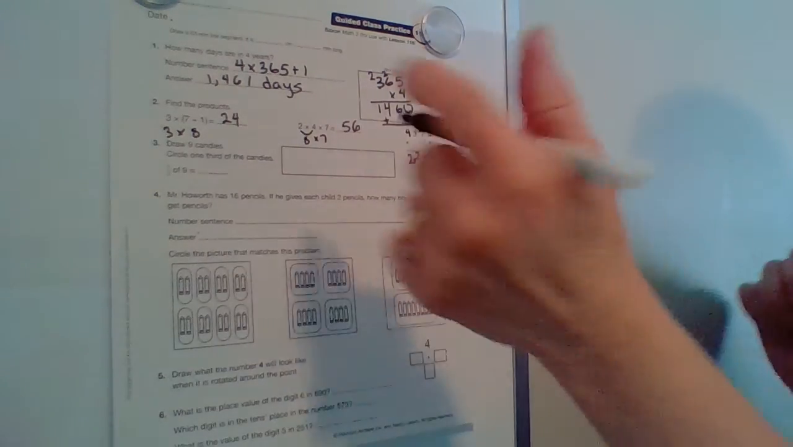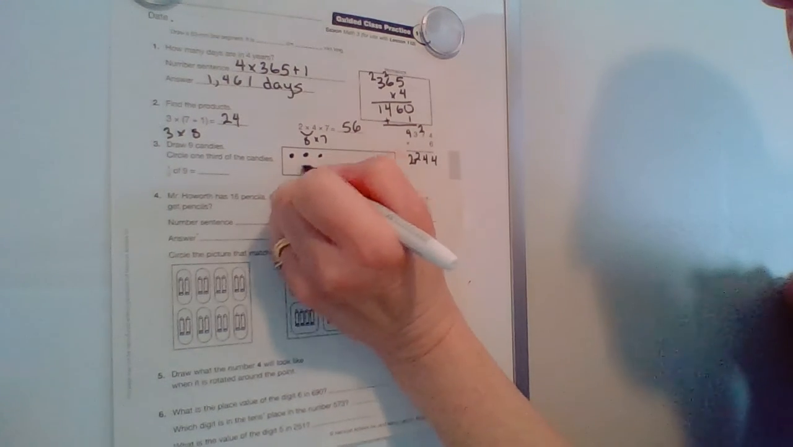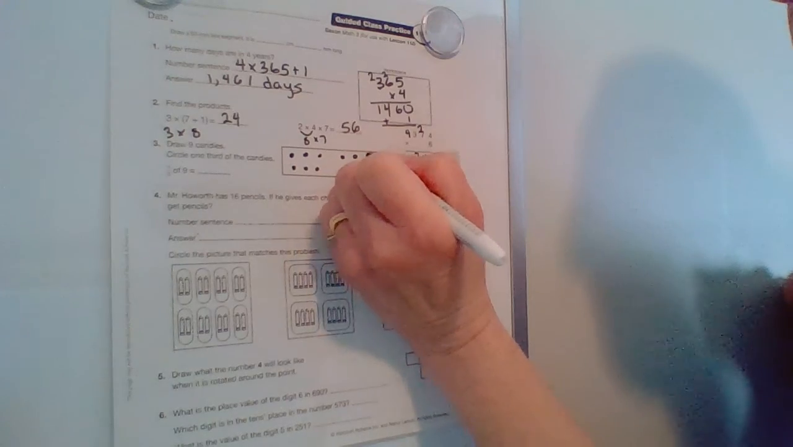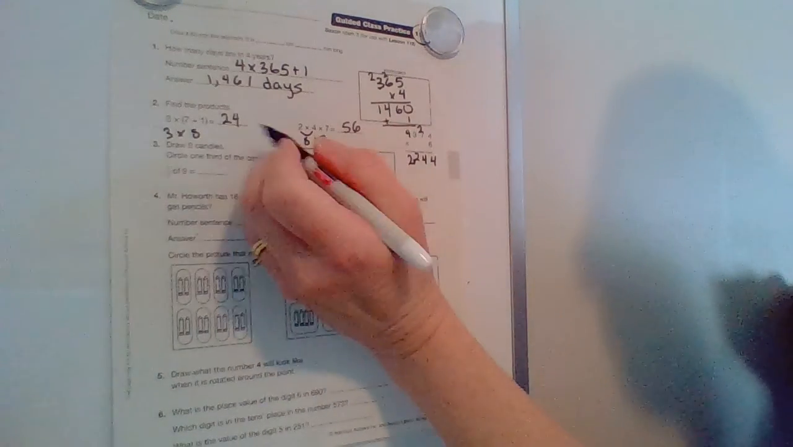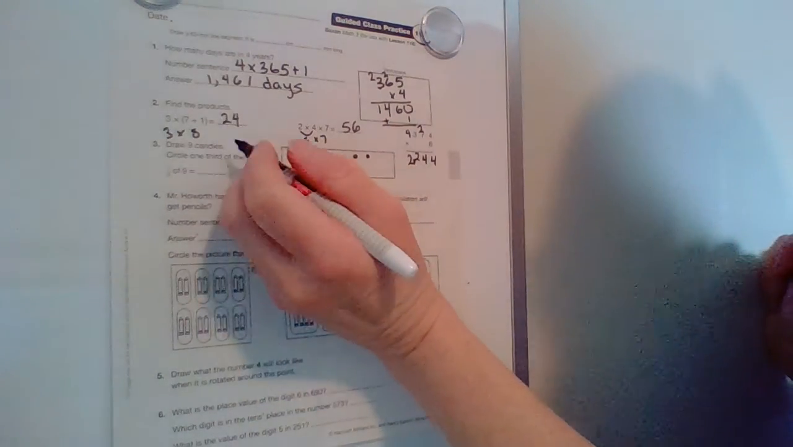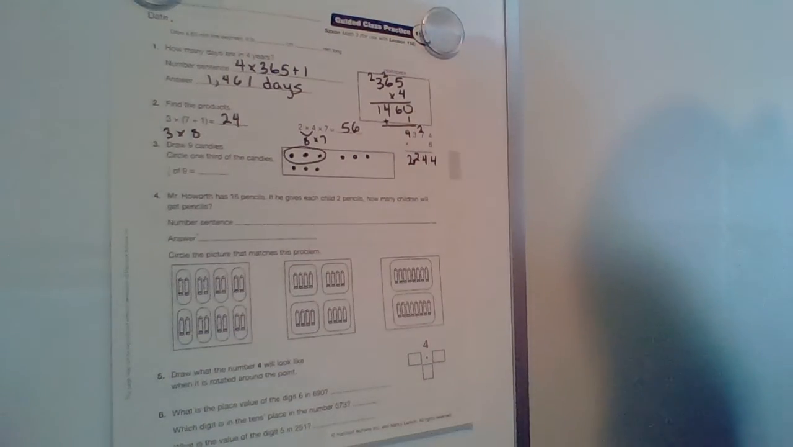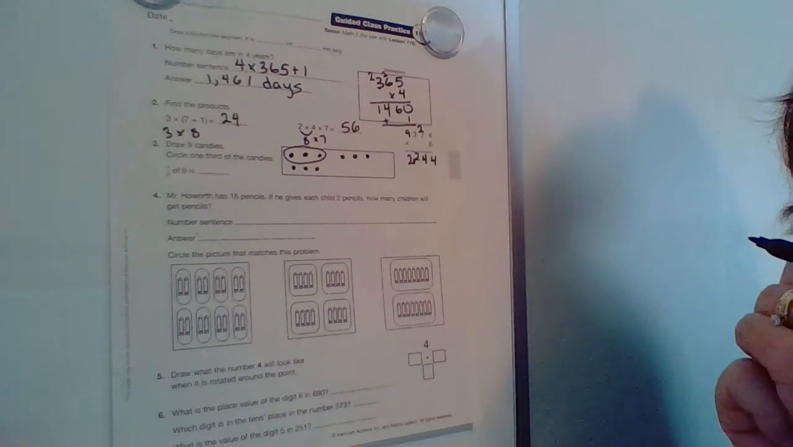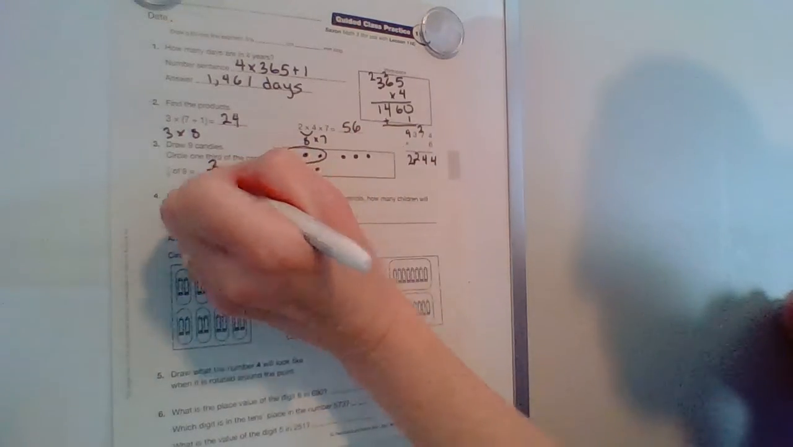It says draw 9 candies. So let's do that. 1, 2, 3, 4, 5, 6, 7, 8, 9. It says circle 1/3 of the candies. So we're going to circle one group of 3. Then 1/3 of 9 is 3 because we circled 3.